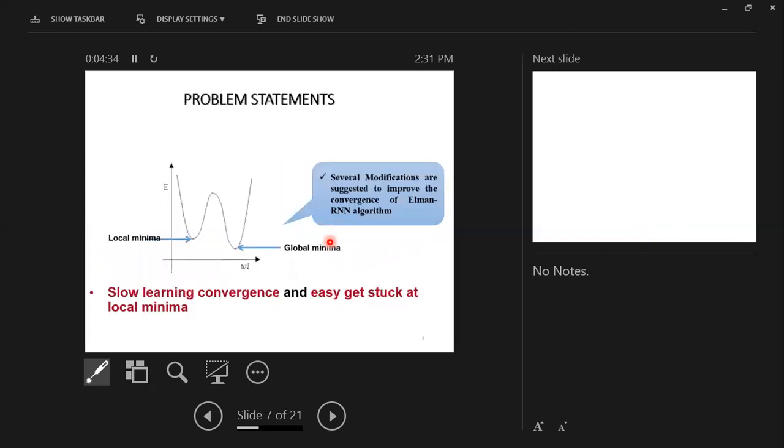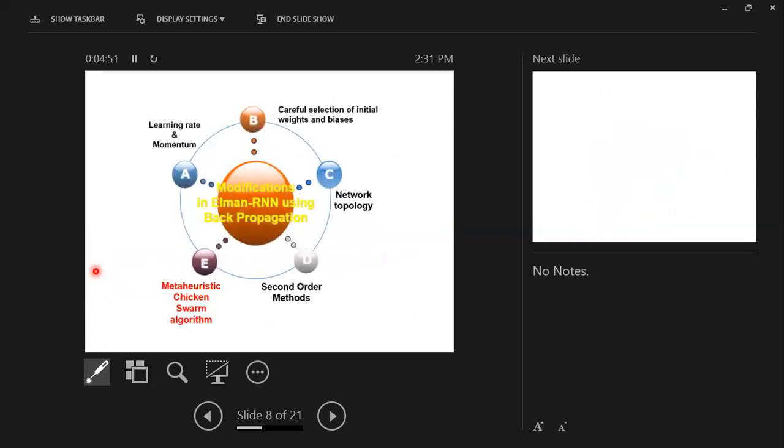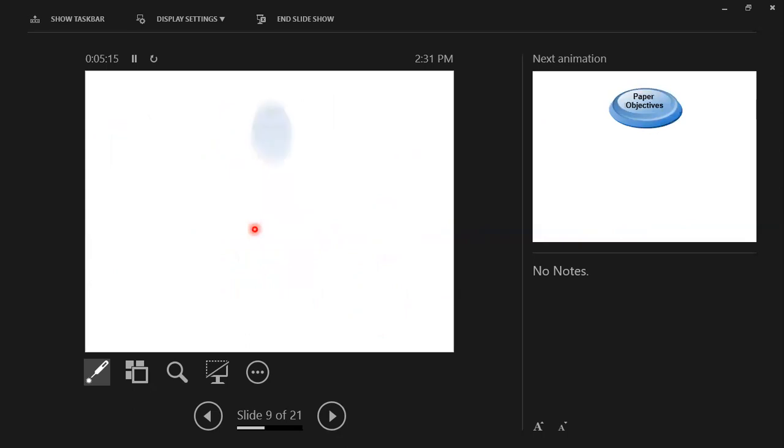The problem statement of this research work is that it has a slow convergence rate and easily gets stuck at the local minimum. Several modifications are suggested to improve the convergence of the Elman recurrent neural network. These are the different things: learning rate and momentum, and after that, careful selection of initial weights and biases. Network topology is discussed. After that, second order methods and the meta-heuristic chicken swarm algorithm are hybridized with it. So these are a few modifications which are made to this algorithm.